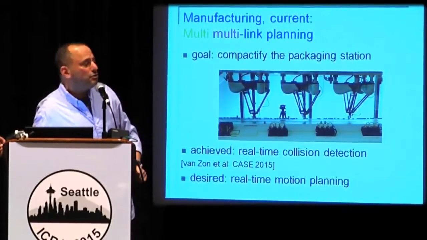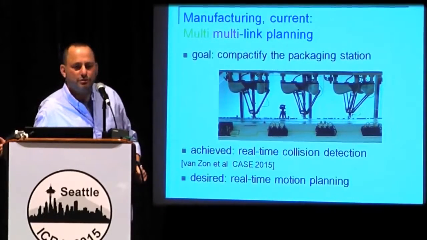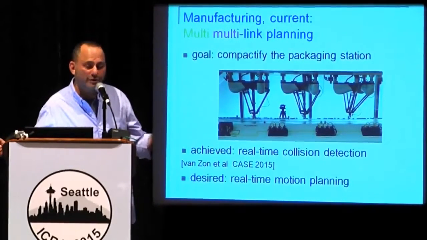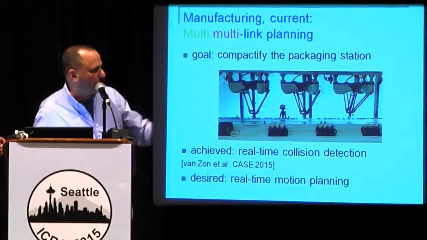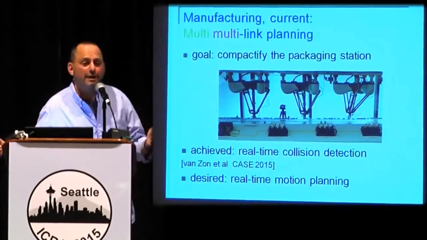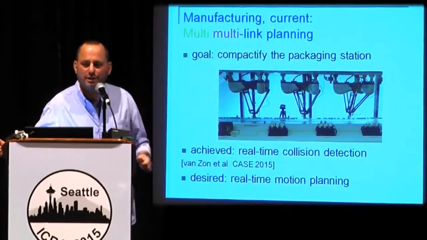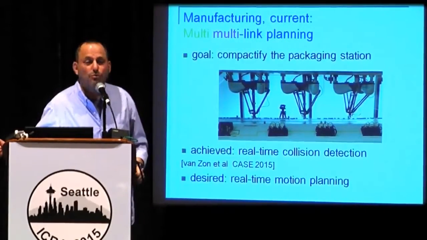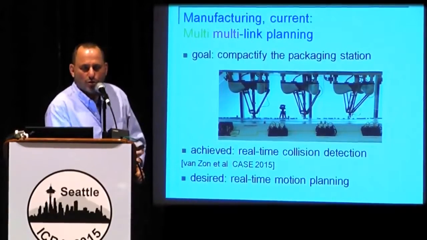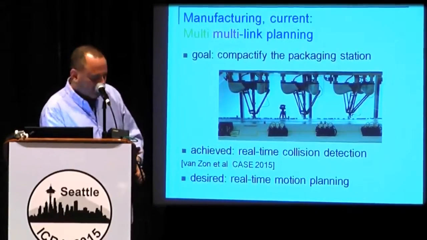So what we managed to do, we managed to develop real-time collision detection for the system and even deploy it on a controller with very limited storage. This will appear later in the summer in case. What we really want, and what is the big challenge, is to do real-time motion planning for this multi-robot system.